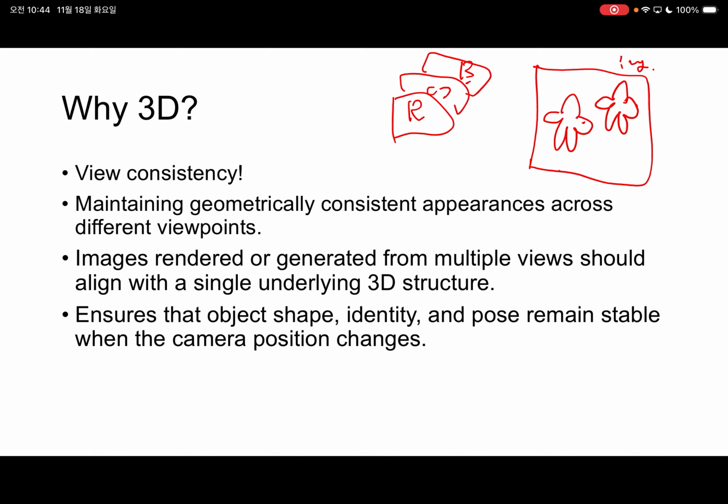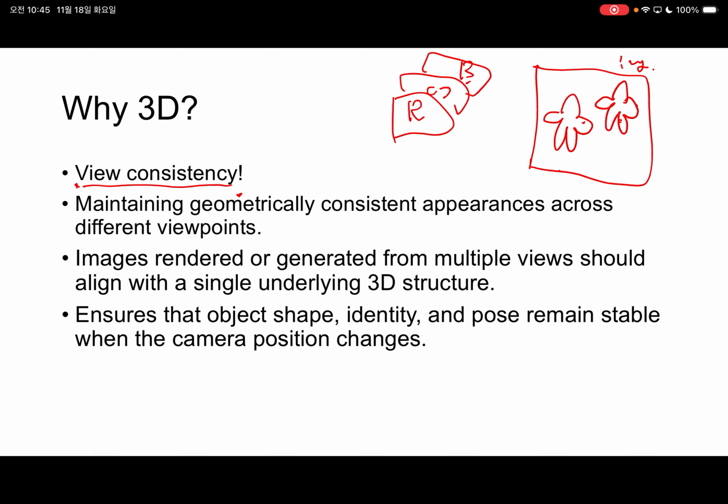In short, view consistency. View consistency is the primary reason why we need to take care of 3D when we control or edit something. Let's say I insert this human, and then I slightly change the viewpoint, then nothing is guaranteed to produce good-looking images, right? So view consistency is maintaining geometrically consistent appearances across different viewpoints. Images rendered or generated from multiple views should align with a single underlying 3D structure, right?